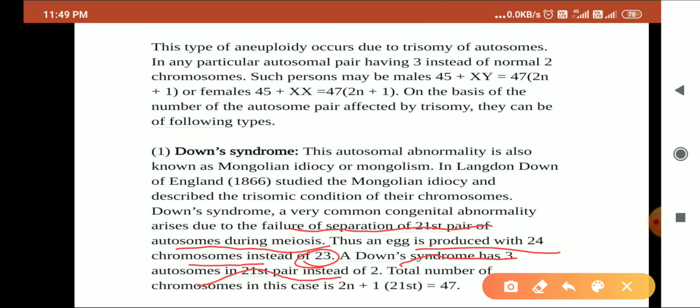So the total number of chromosomes we have is 22 plus 1. We have 2 into 23, 46, plus 1, that is 47 chromosomes in this human being. So in this type of syndrome.